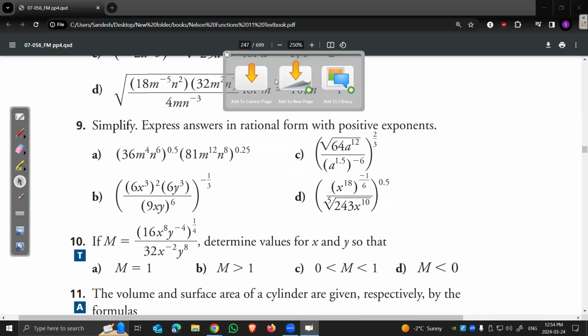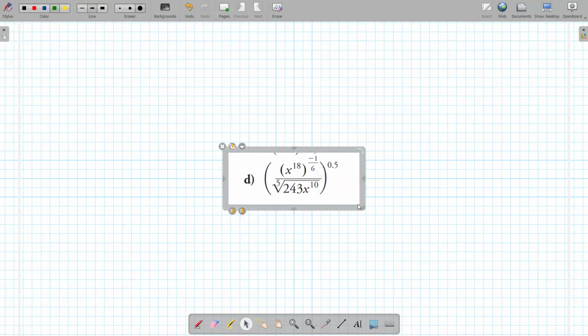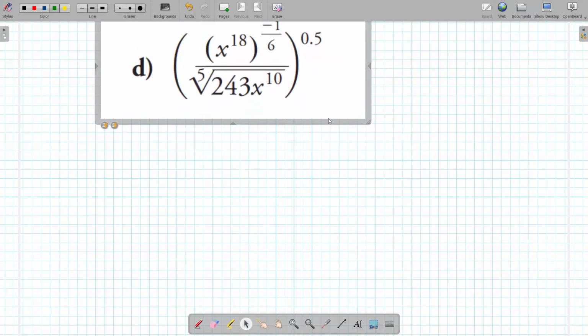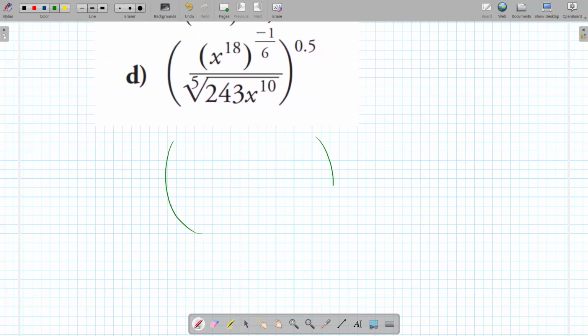Let's try another one here. So the outside exponent is 0.5, positive, so we don't have to flip anything. 18 to the power of 1 over 6. Remember, you just multiply these two numbers, yeah? Becomes negative 3. Fifth root of 243, I think, is a 3. x^2, like that.